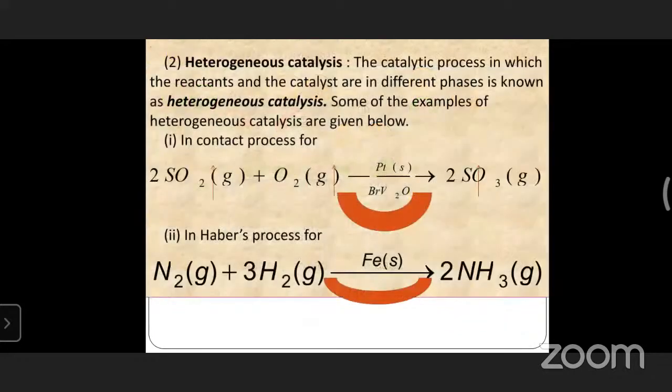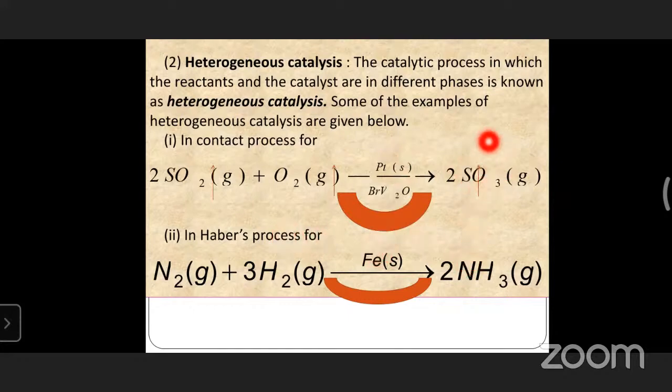What is meant by heterogeneous catalysis? We know that when all are in the same phase, it is called homogeneous catalysis. In heterogeneous catalysis, all are in different phases. Reactants are in the gas phase, but platinum is a solid. Iron, which we use in the Haber process for the synthesis of ammonia, is also a solid.